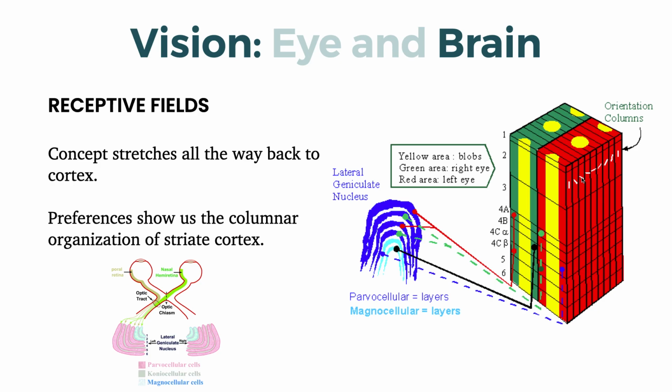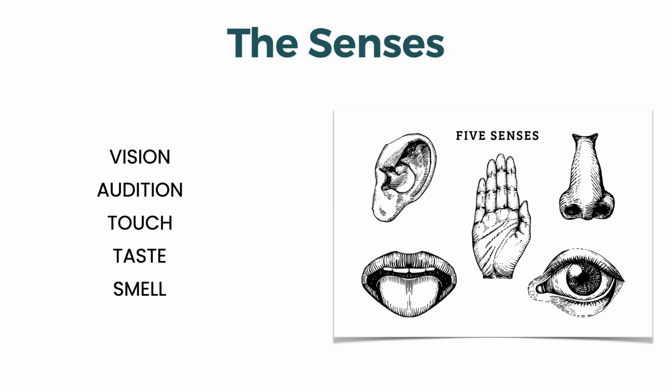And okay, so that is vision at the level of the brain. So going from the eye to the brain, how we get that information to the visual cortex so we can then perceive that incoming information. All right, so that's it for vision.